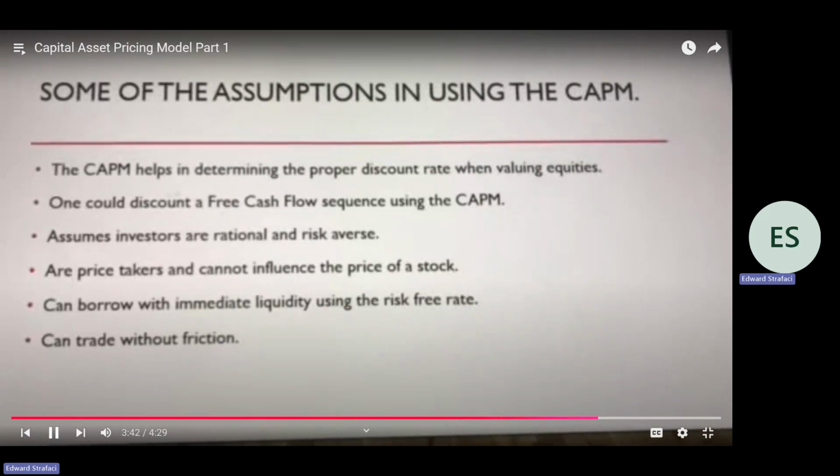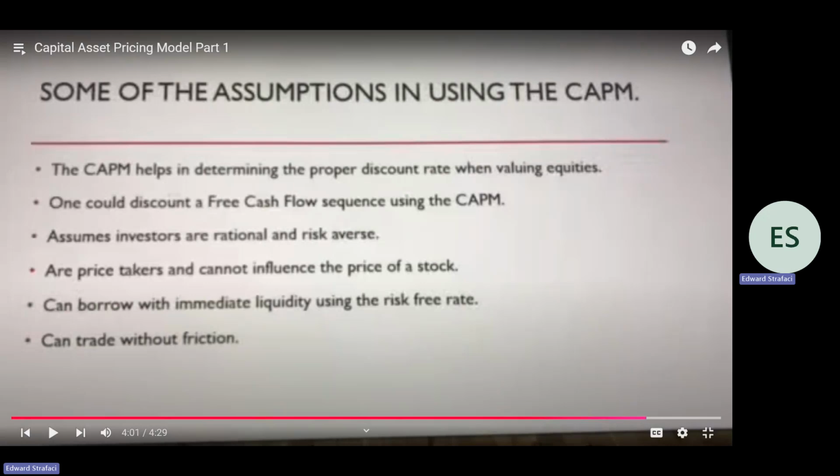Finally, we assume that when we talk about the risk-free rate, which we'll talk more about in a minute, you have immediate liquidity using the risk-free rate. In this case, it's the 10-year Treasury, and that represents a true risk-free rate, and there is immediate liquidity, and also that one can trade with.